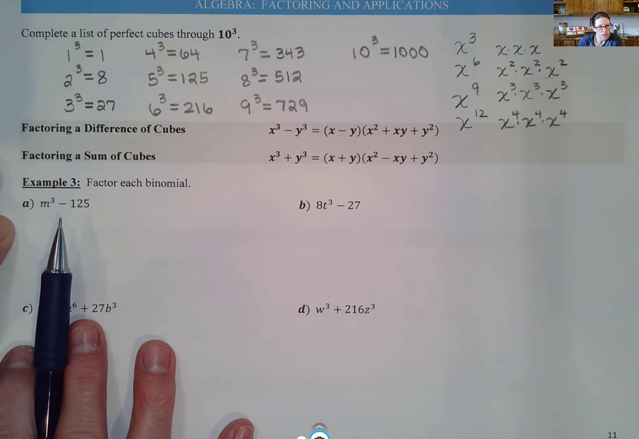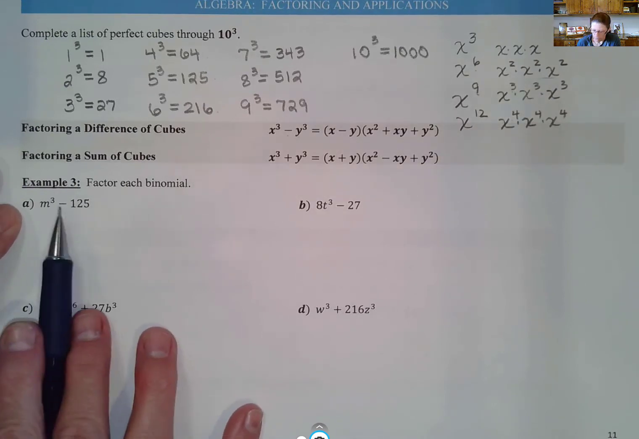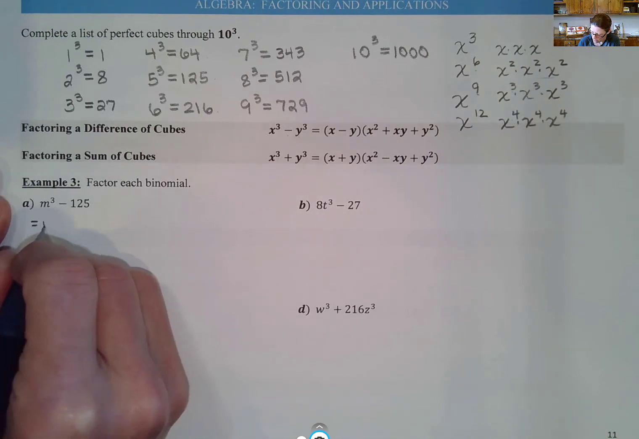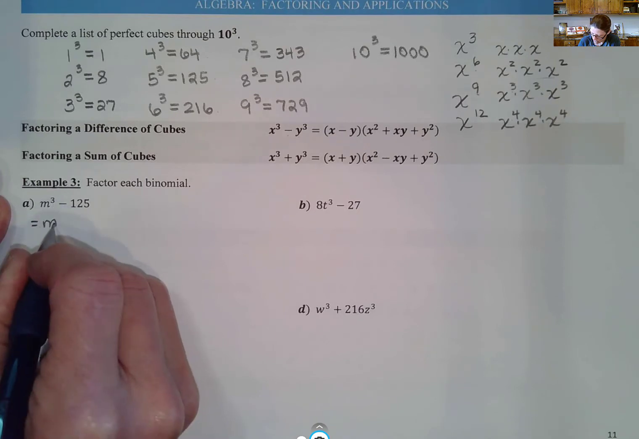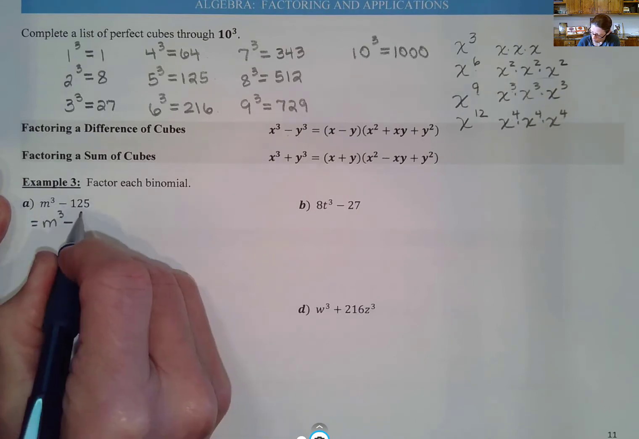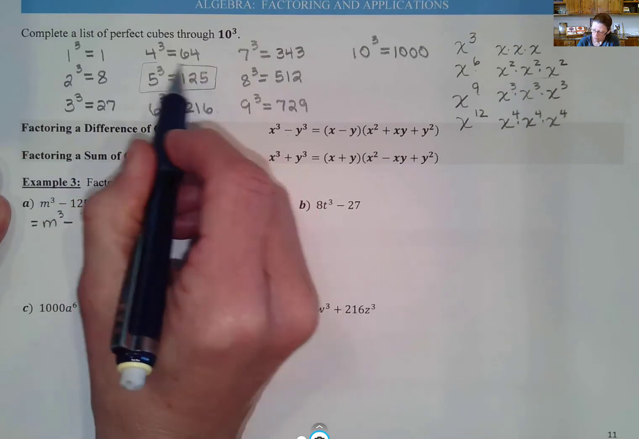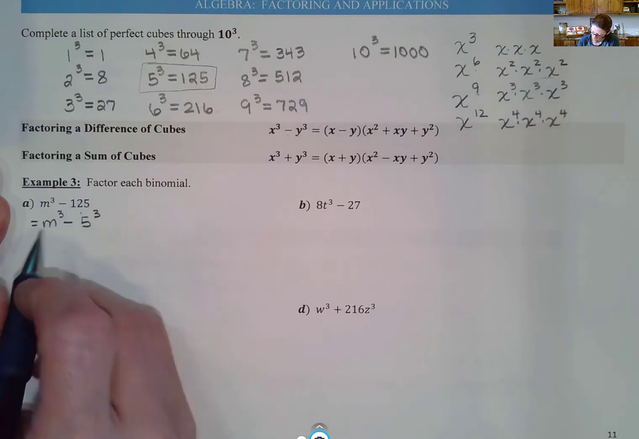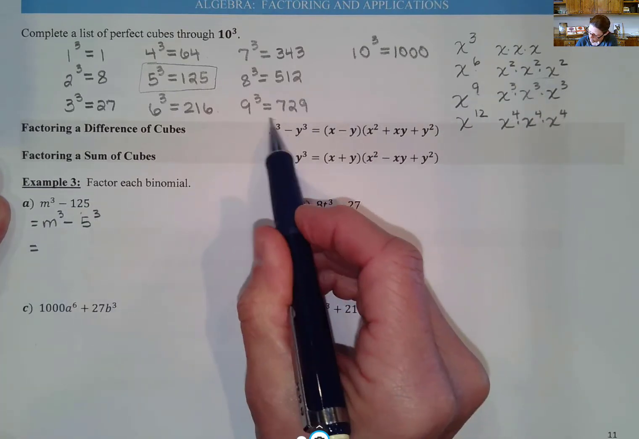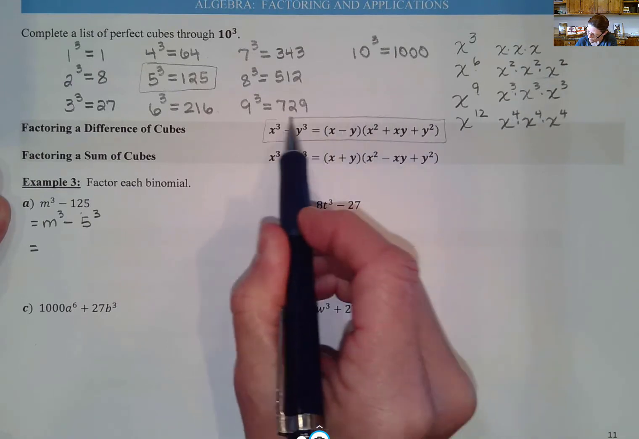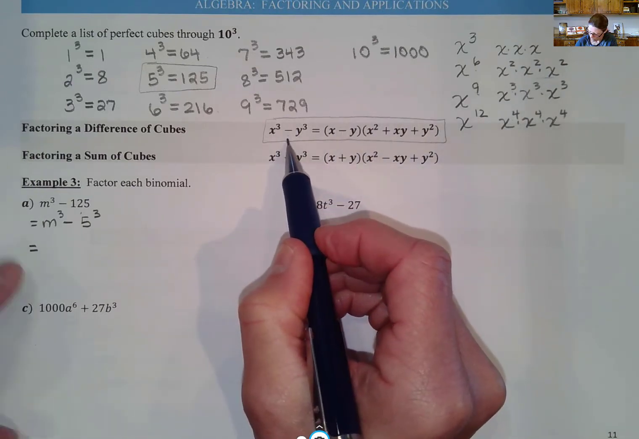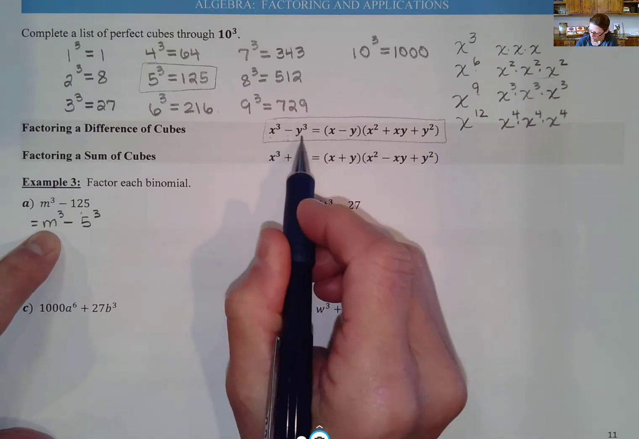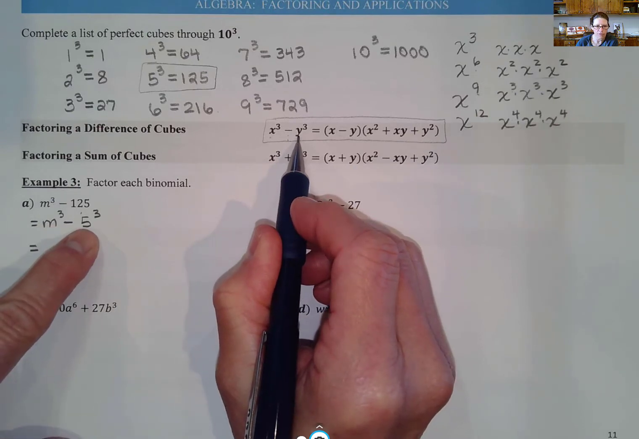In example 3, we're going to factor each binomial. Part A, this is a difference of cubes, and we know that because m to the third is m cubed, and 125 is 5 cubed. And so as we look at our formula for factoring a difference of cubes above, we're simply going to replace each x with the variable m, and we're going to replace each y with the number 5.